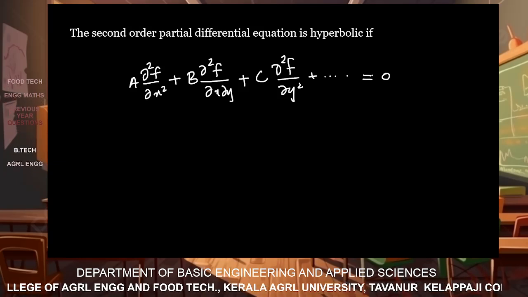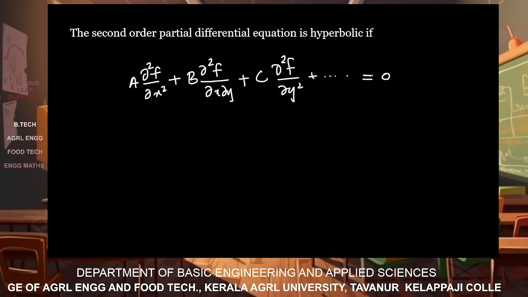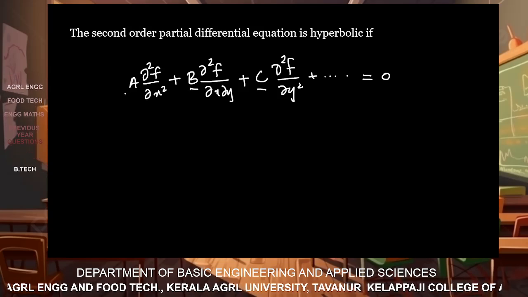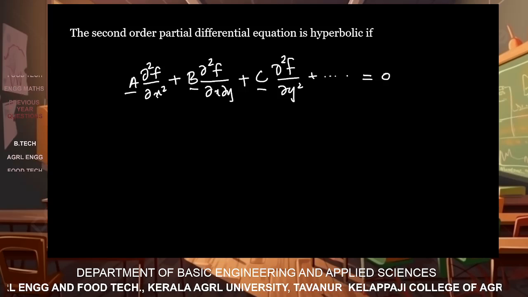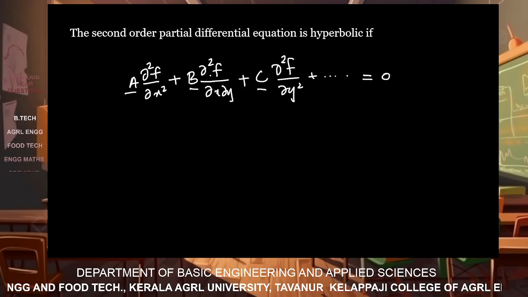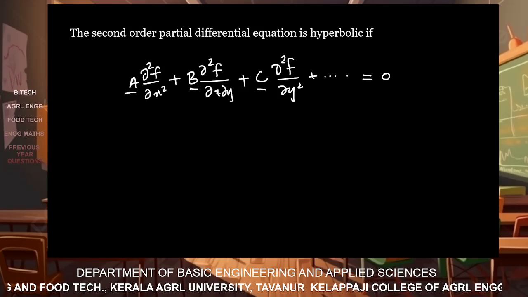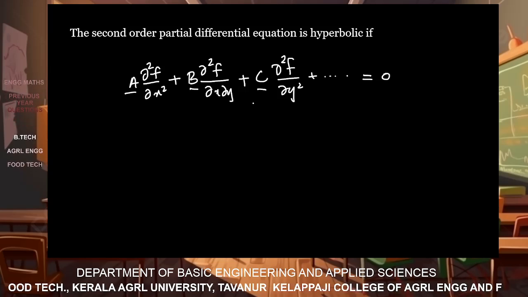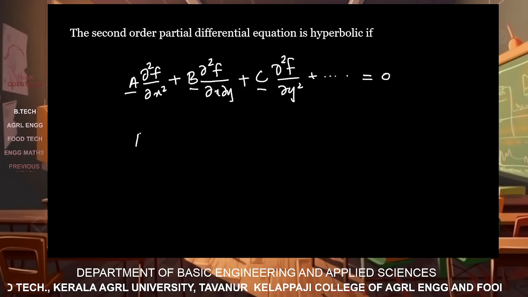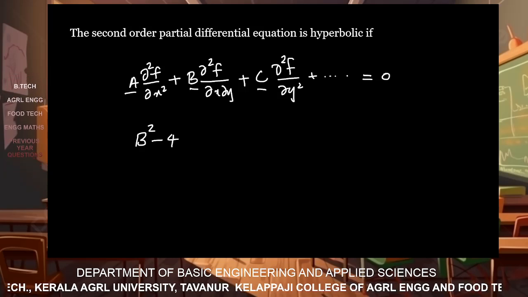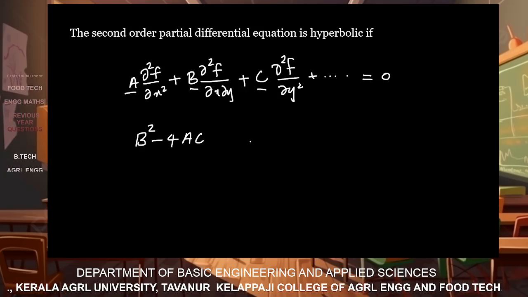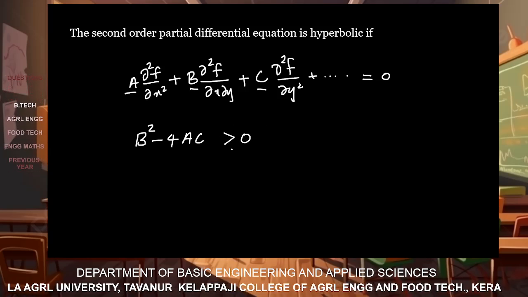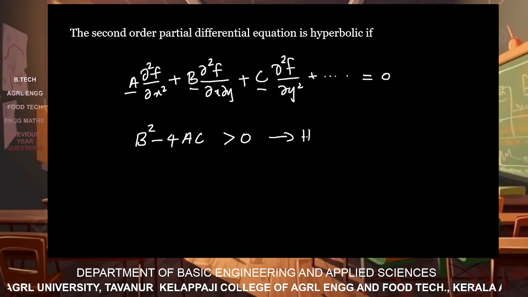What you have to look for are a, b and c. That is, a is the coefficient of dou square f by dou x square, b is the coefficient of dou square f by dou x dou y, and c is the coefficient of dou square f by dou y square. If the value b square minus 4ac is greater than 0, then it is called hyperbolic.